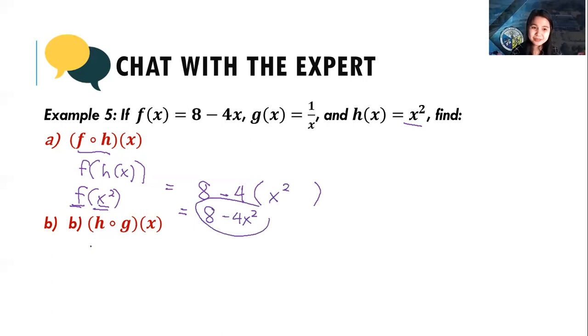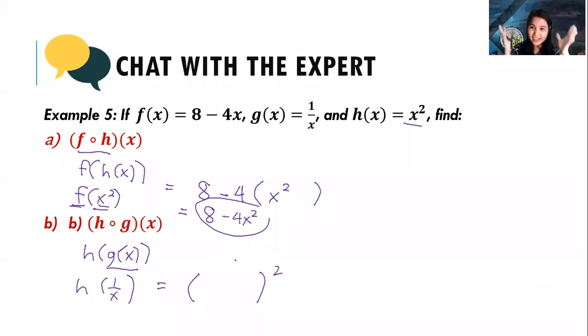The last one, h composed with g. What's inside? What's my g? 1 over x. Let me now copy the h, x squared. I told you I'll write the x in parentheses first. Then afterwards, I'll write, what is my x? 1 over x. So our answer will be 1 over x squared.